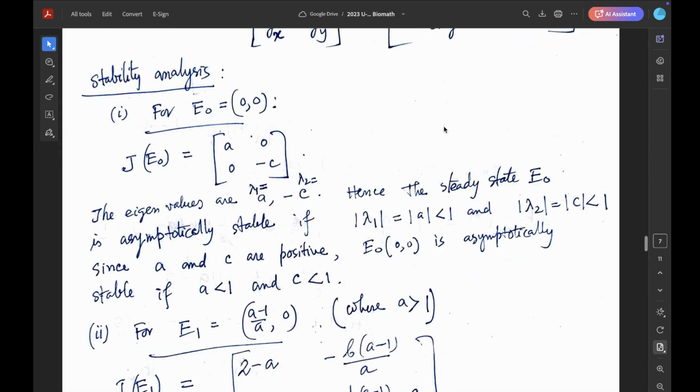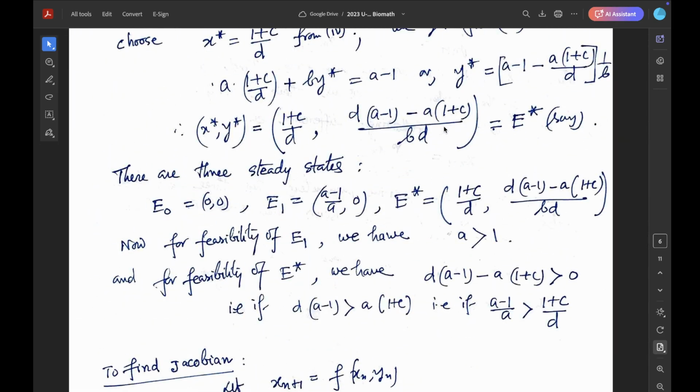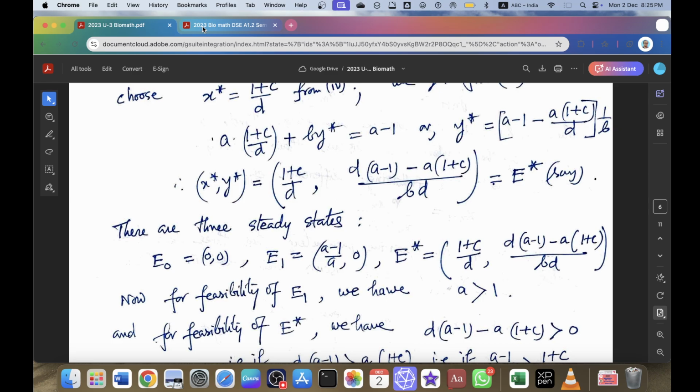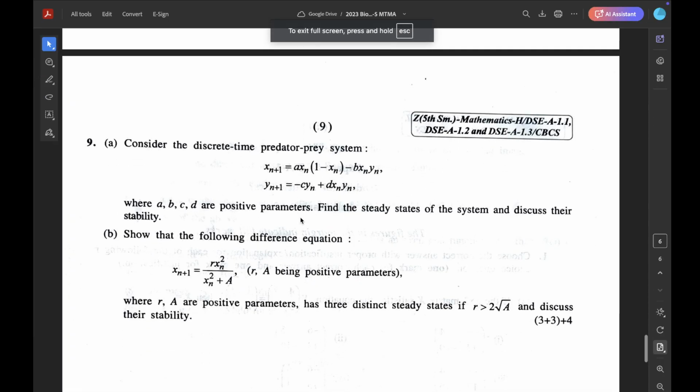Next question, part B. Show that the following difference equation x_{n+1} equal to r x_n square divided by x_n square plus a, where r and a are positive parameters, has 3 distinct steady states if r is greater than 2 root a, and discuss their stability.